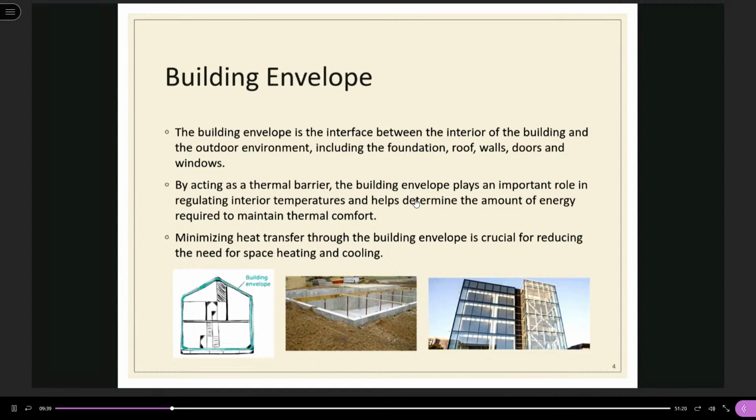Building envelope. The building envelope is the interface between the interior of the building and the outdoor environment. The envelope includes the foundation. Yeah, I forgot the foundation. The foundation is also part of the building envelope, and it is the interface between the building interior and the ground.